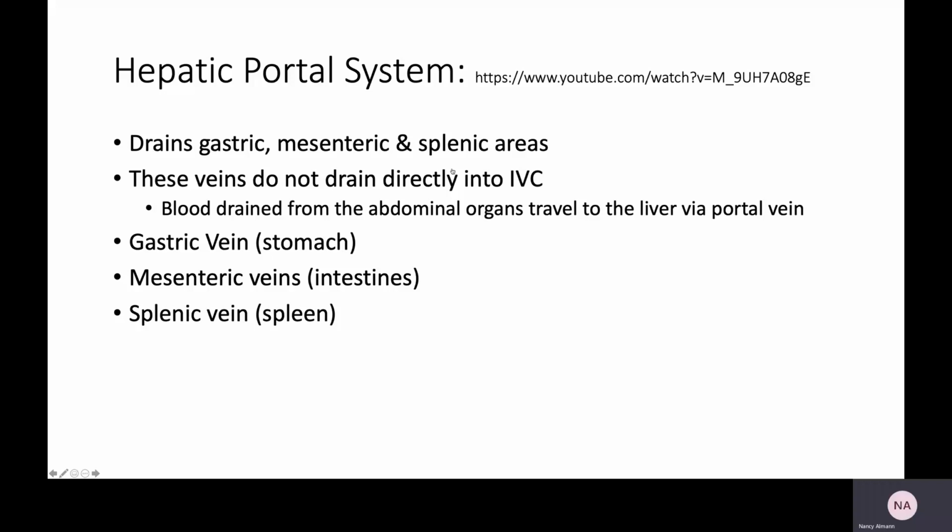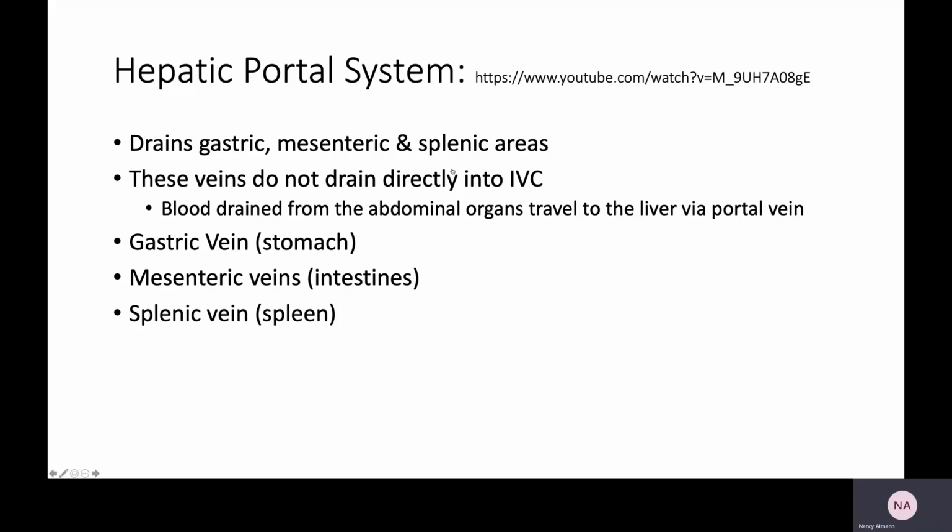Now, our friend the hepatic portal system, es muy importante. It's going to drain the gastric, mesenteric, and splenic areas. So it's going to be pulling blood out of the spleen, out of the intestines, large and small, and the stomach. Those veins do not drain directly into the inferior vena cava. They travel to the liver through the hepatic portal vein.